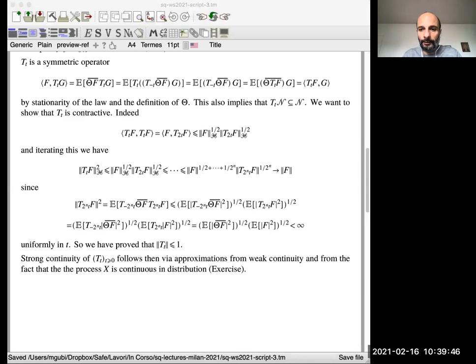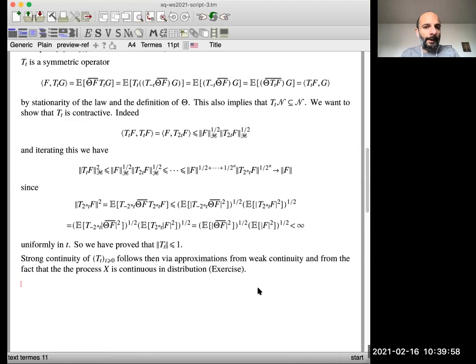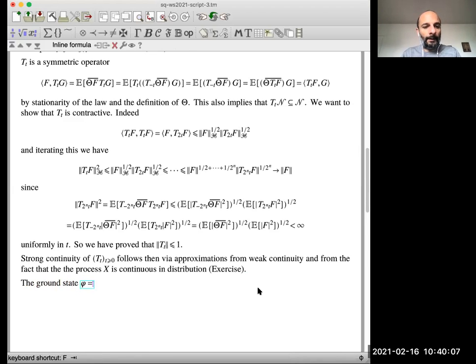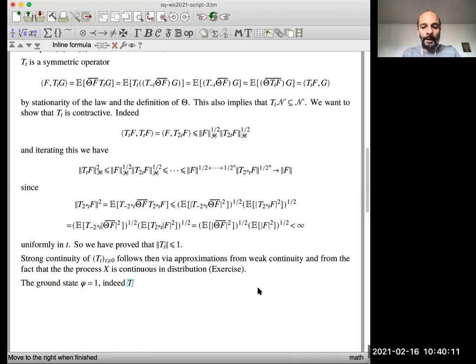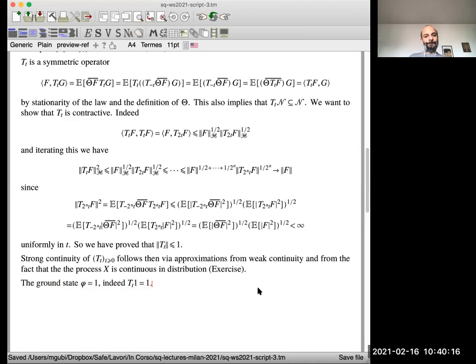Okay, it's really natural. So we are in a good position, and essentially we have reconstructed our data. We also have the ground state. The ground state phi is given by just the function 1. Indeed, for the function 1, the semigroup just sends 1 to 1, so actually the norm is 1.